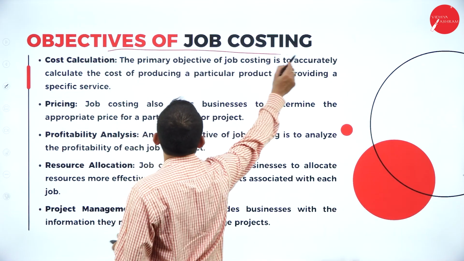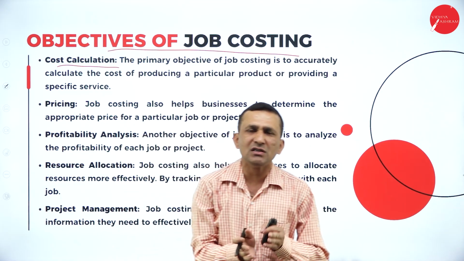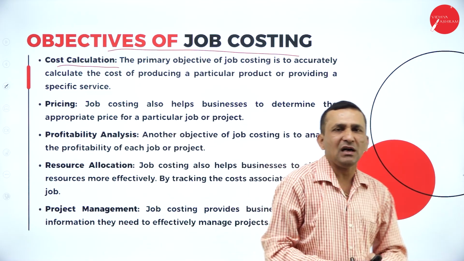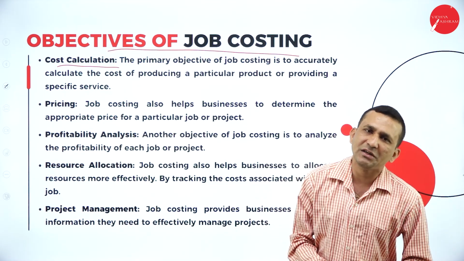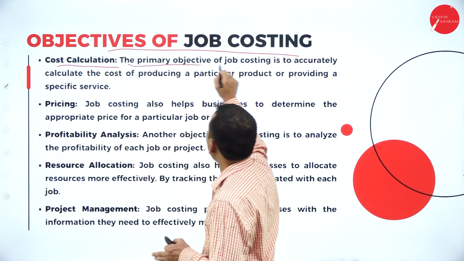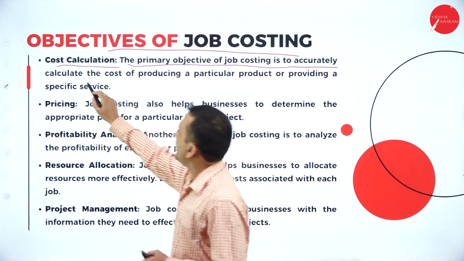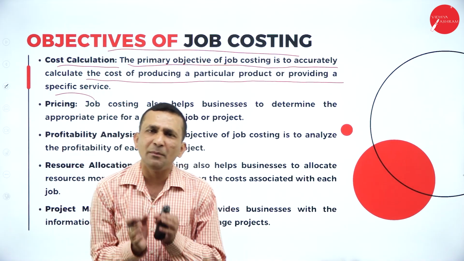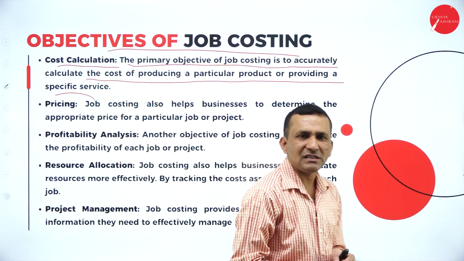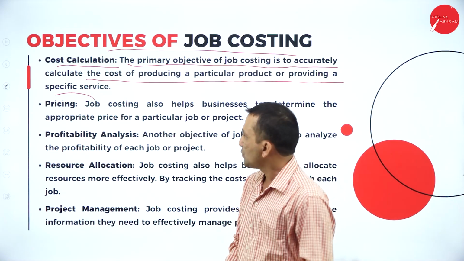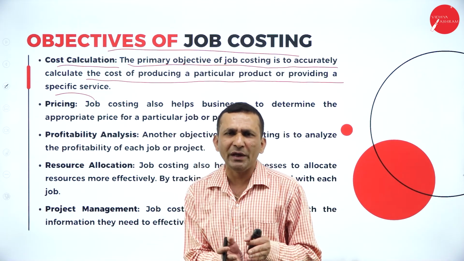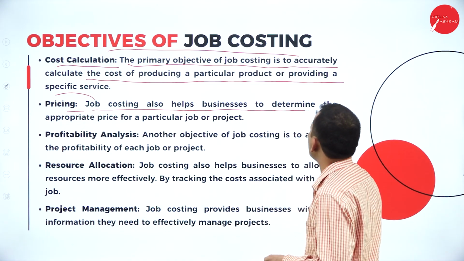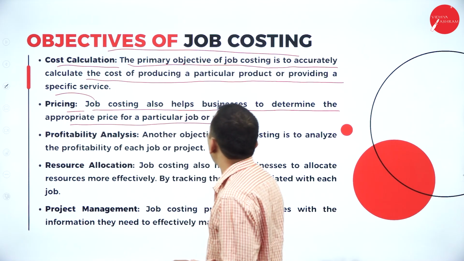And next, the objective of job costing: the cost calculation. Because in the last semester you studied cost sheets and so on, here the cost calculation part is very important. So that is the job costing objective, cost calculation. The primary objective of job costing is to accurately calculate the cost of producing a particular product or providing a specific service. So we need to calculate precisely. We cannot tell the customer we are charging like this blindly; I want to calculate perfectly, then fix some margin. Everybody does business with the motto of making a profit. So for pricing, job costing also helps the business determine the appropriate price for a particular job or project.